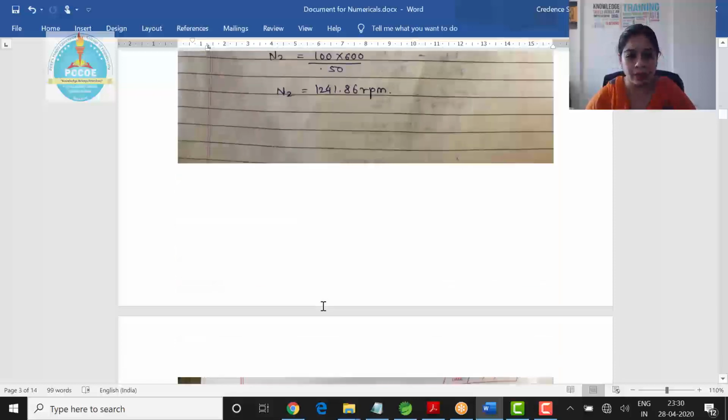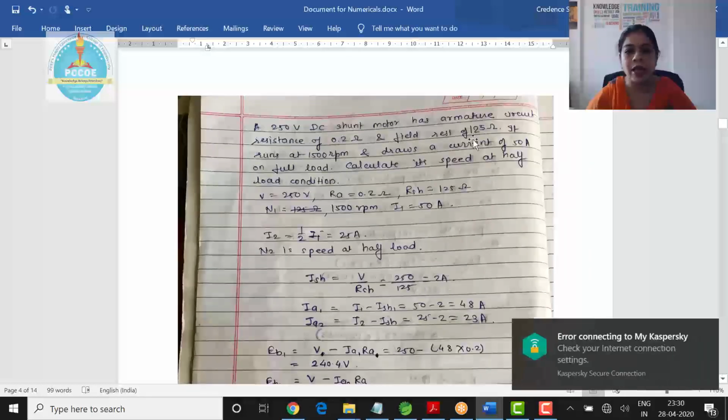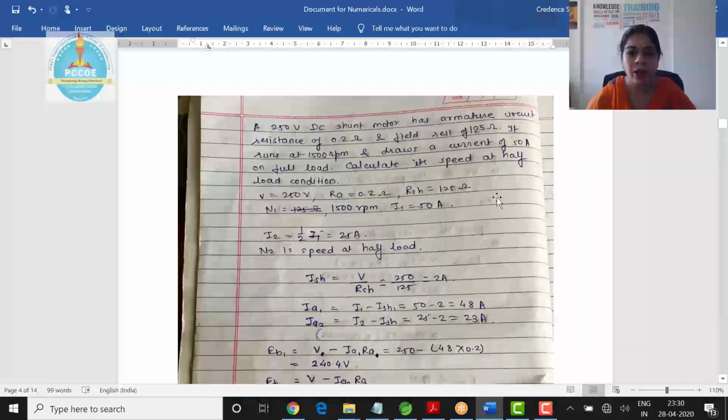Now we'll see the next numerical. It is based on the DC shunt motor. A 250 volt DC shunt motor has armature circuit resistance of 0.2 ohm and field resistance of 125 ohm. Now you imagine there are two parallel branches, armature and field. It runs at 1500 rpm and draws a current of 50 ampere on full load. Calculate its speed at half load condition.